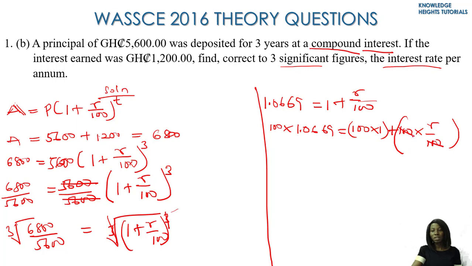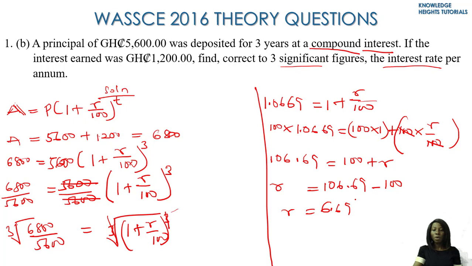So this 100 will cancel this one, and then let's simplify. We are going to get 106.69 is equal to 100 plus r. Let's make r the subject. So r is equal to 106.69 minus 100, and r will give us 6.69. Remember to leave your answer in percentage form because the rate is always in percentage form. And also the question says we are supposed to leave it in 3 significant figures.